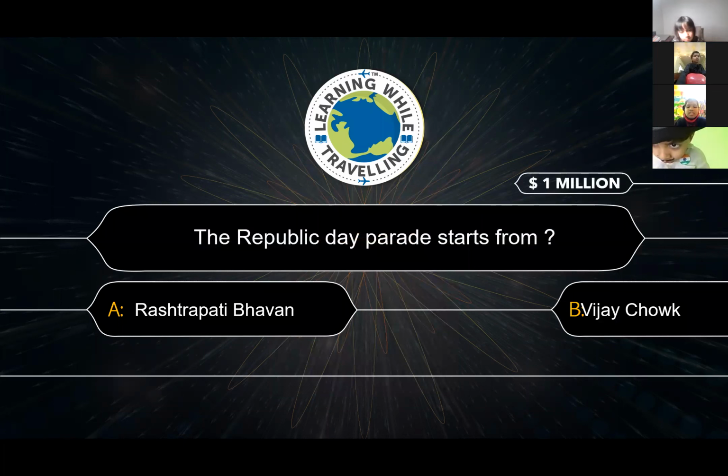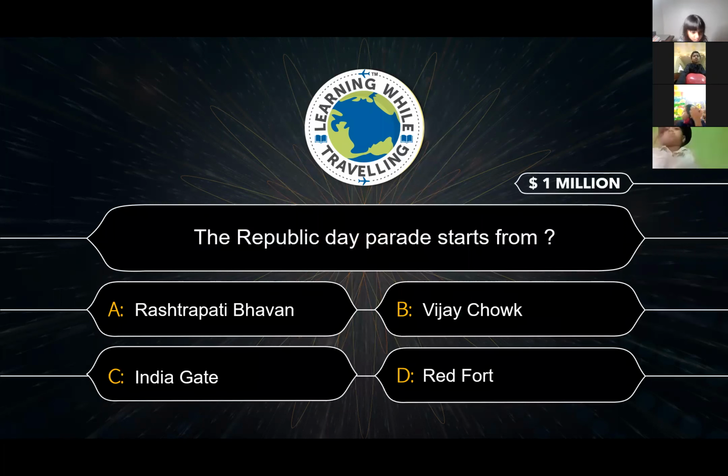Republic Day Parade starts from. Options are A. Rashtrapati Bhavan, B. Vijay Chowk, C. India Gate, D. Red Fort.